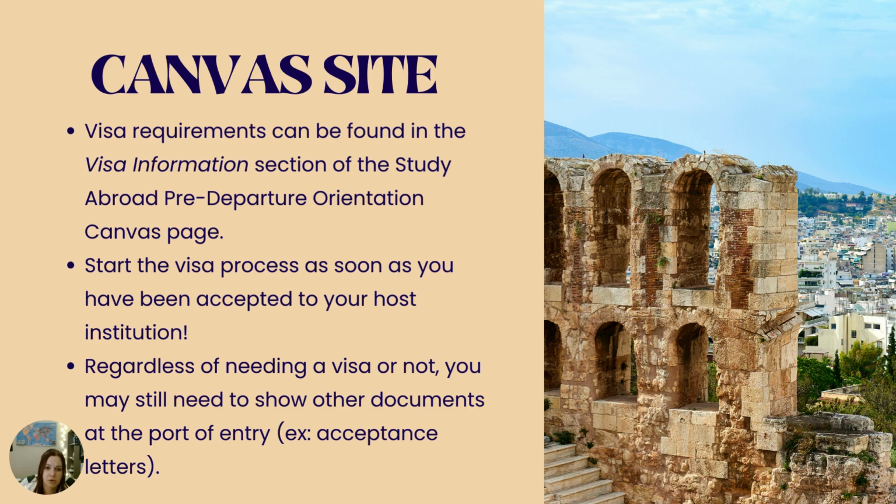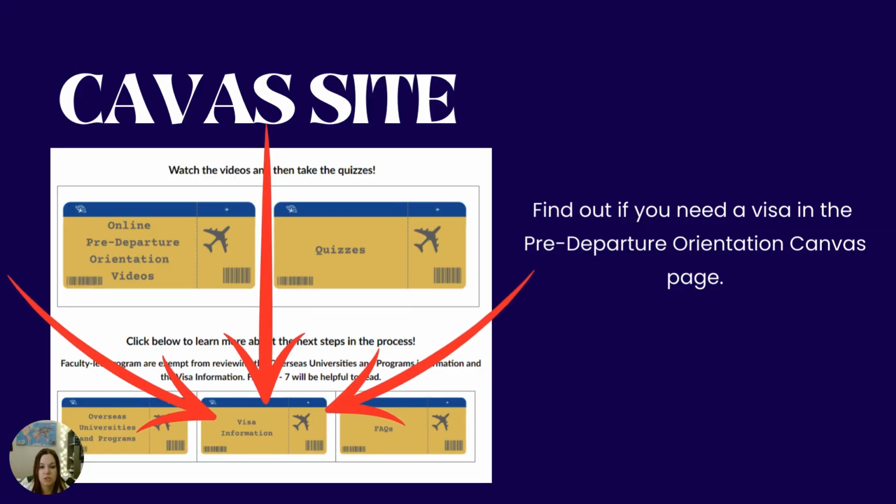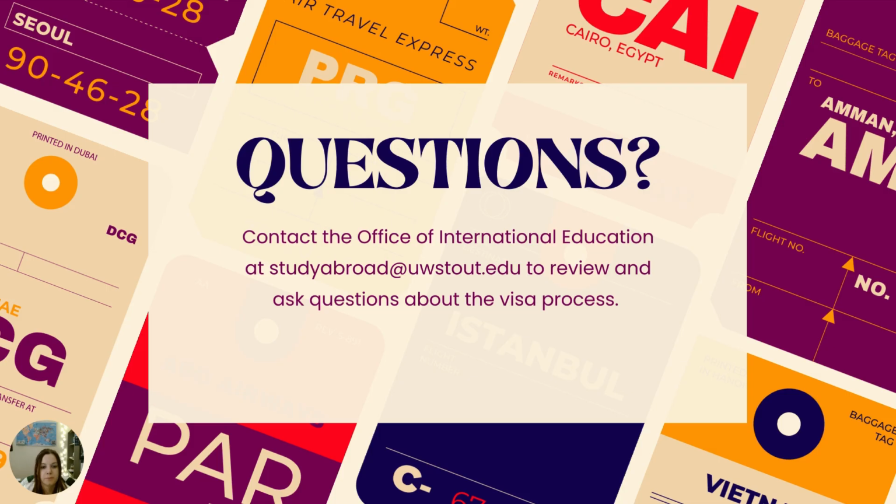In addition to showing your passport to the immigration officer at the port of entry into the country, you may also need to show your acceptance letter from your host university and the visa letter that you will be receiving from Stout. Both documents will state that you have been accepted by the host university and will be in the country for a certain period of time.